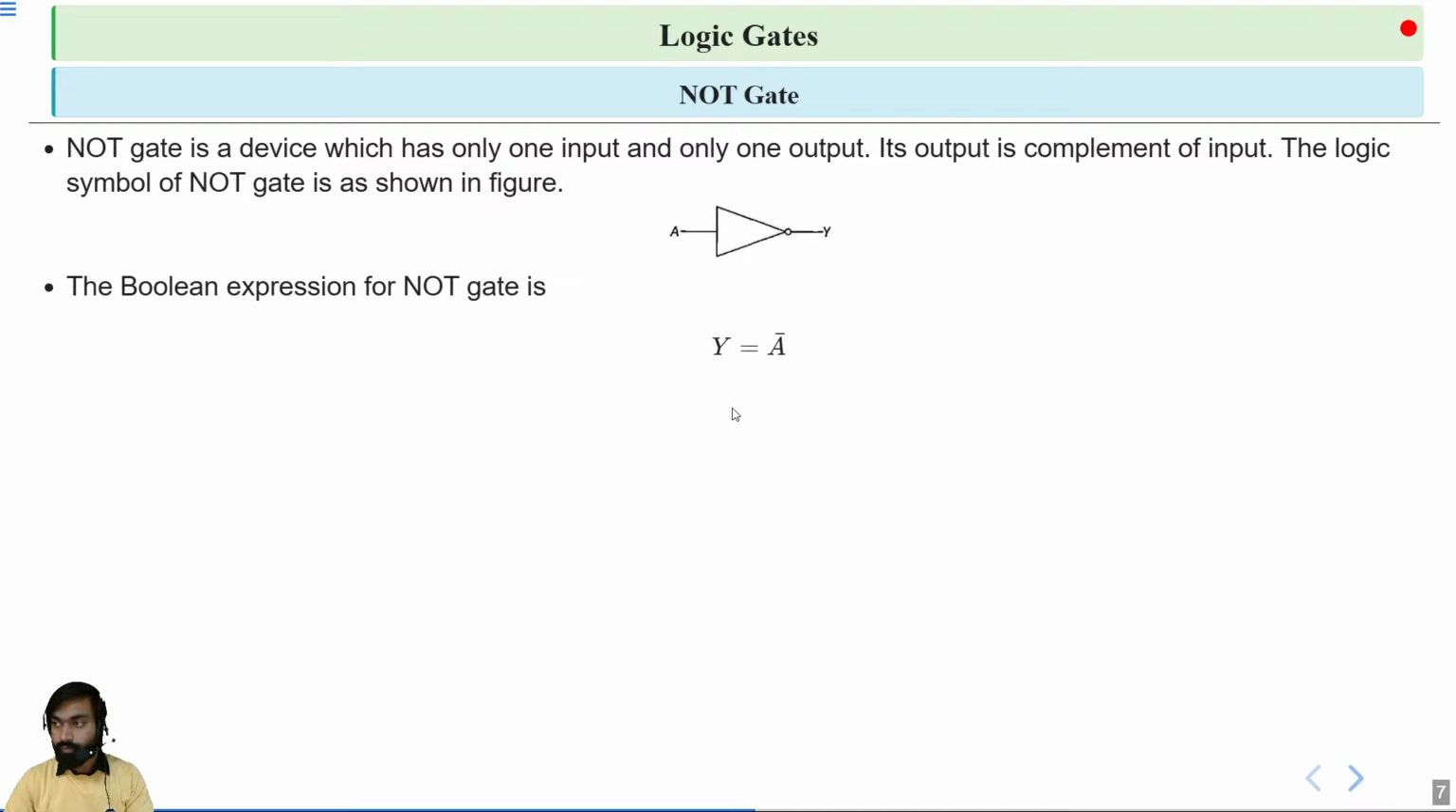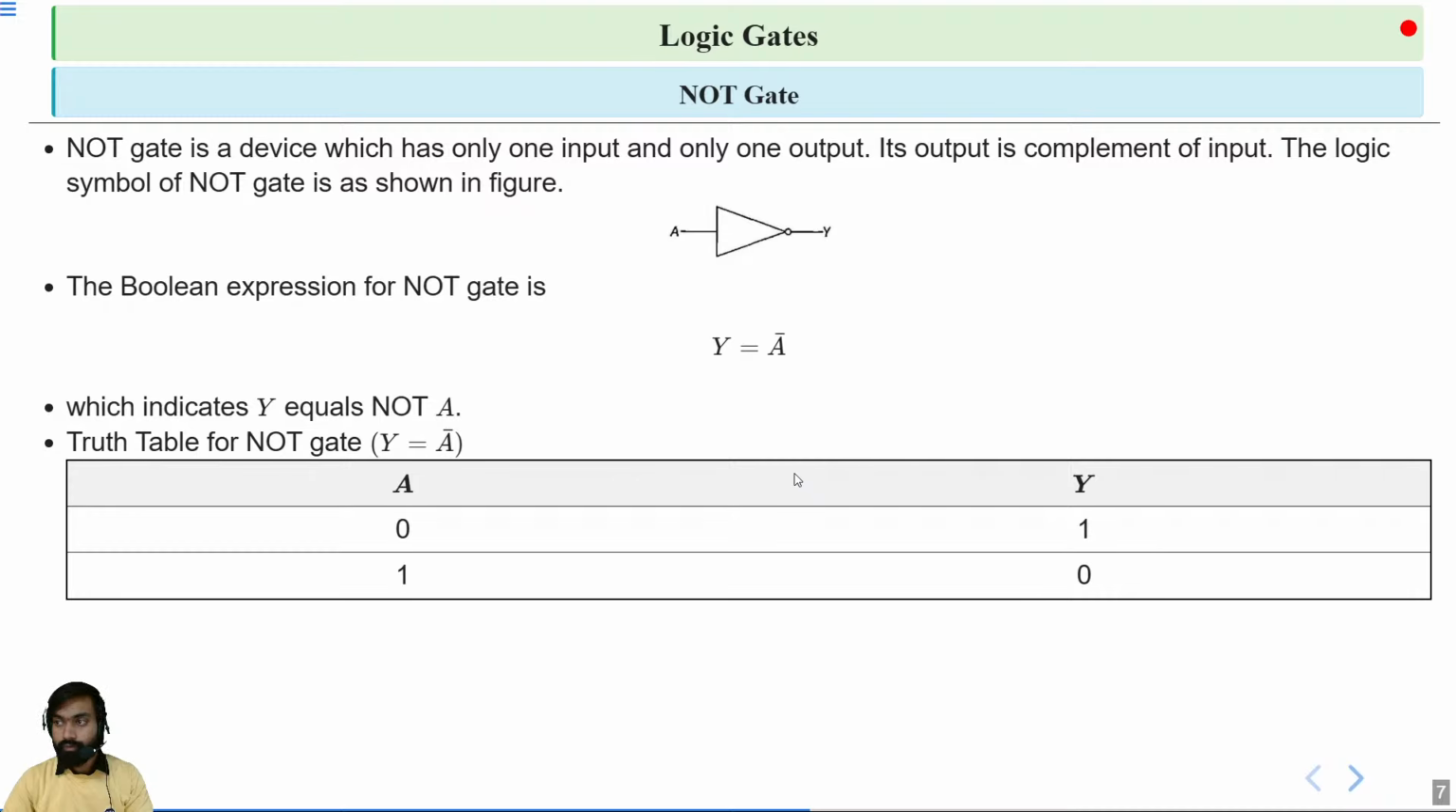The Boolean expression for the NOT gate is written as y equal to A bar. Here y is the output and A is the input. The bar over A is called a complement or NOT, and it means y is the logical negation of A. So the expression y equal to A bar means if A equal to 0 then y equal to 1, and if A equal to 1 then y equal to 0. Simply put, the NOT gate flips or inverts the input value.